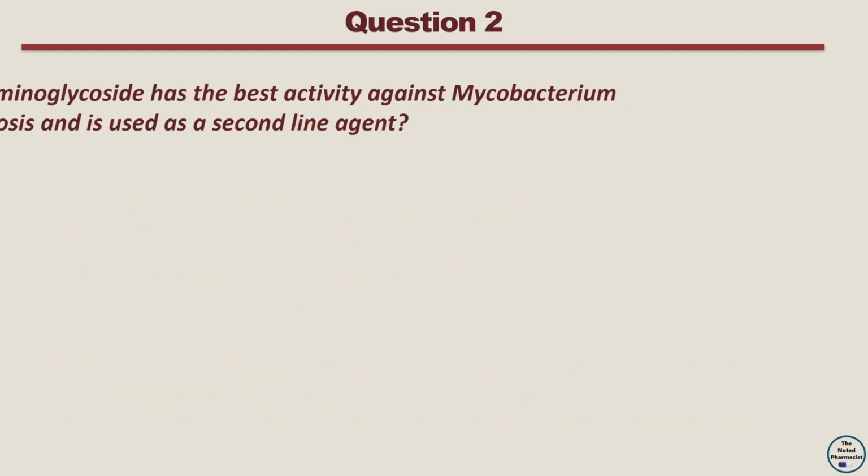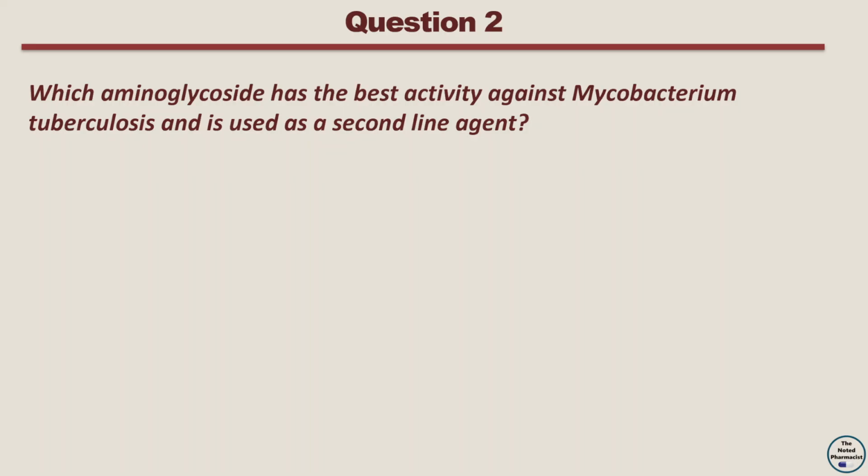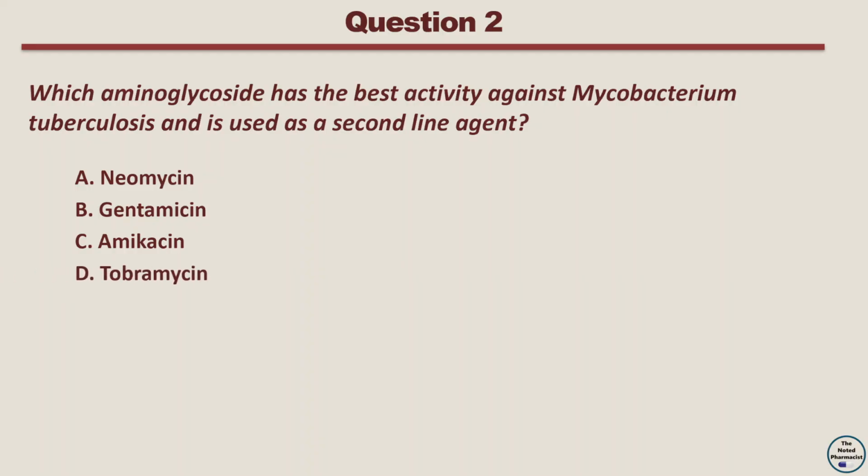Question 2. Which aminoglycoside has the best activity against Mycobacterium tuberculosis and is used as a second-line agent? Option A. Neomycin. Option B. Gentamicin. Option C. Amikacin. Option D. Tobramycin. Option E. Streptomycin.